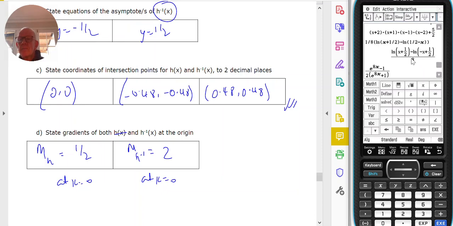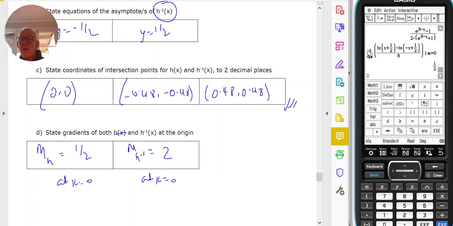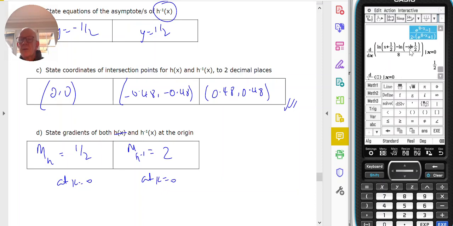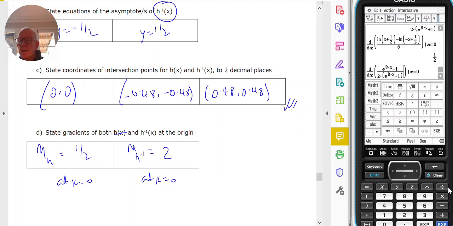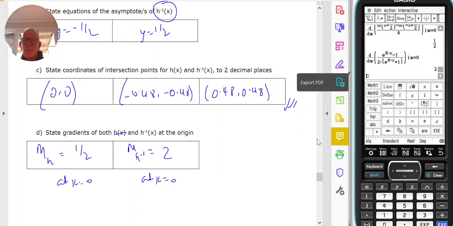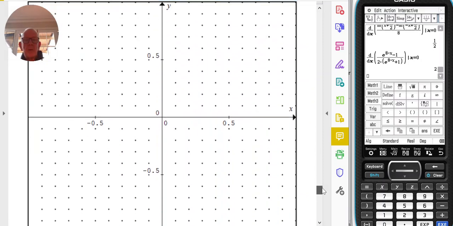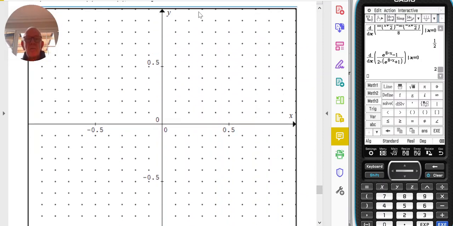I'll take all of that, put that into a new line, get rid of the inside, put that on the inside, and set it equal to 0, and I got 2. And now I've got to draw a graph. And on the tablet it's going to be difficult, so blue.